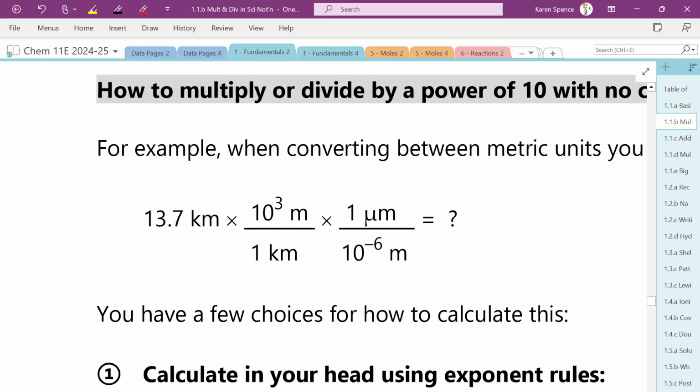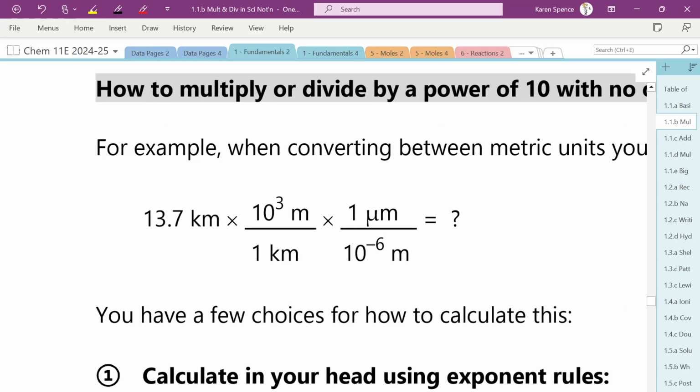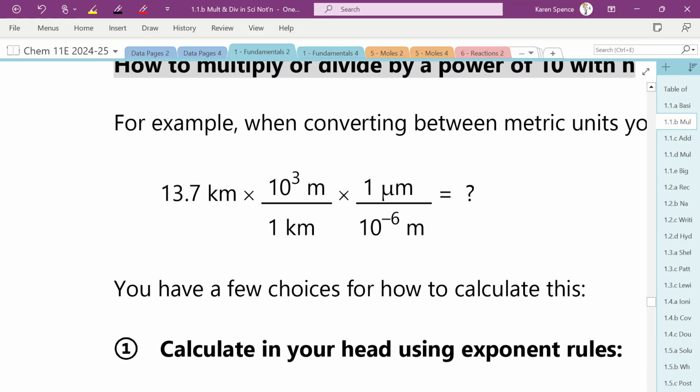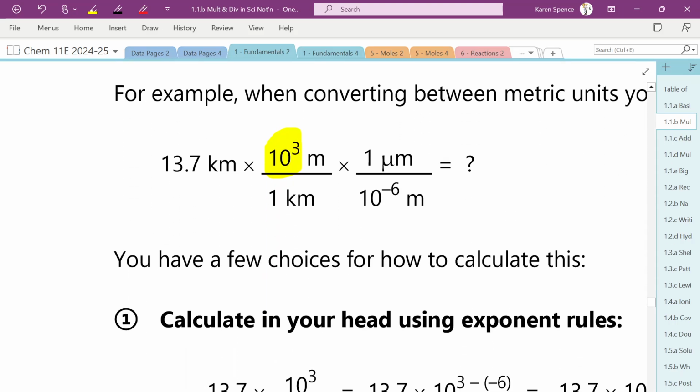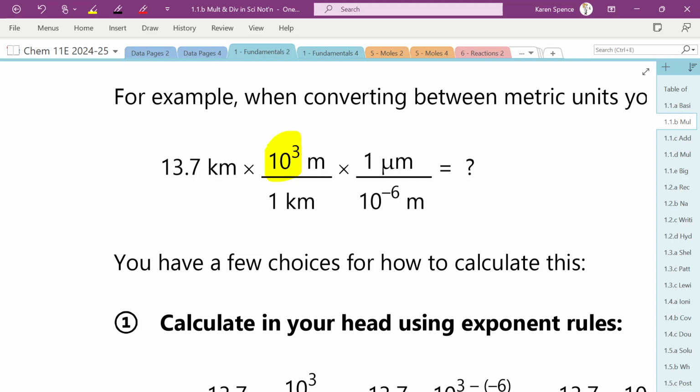You remember when you were doing these calculations over the summer and you were converting between metric things. Now, if you have a 10 to the 3, and this is on page 9, okay, page 9. If you have a 10 to the 3 and there's no 1 times 10 to the 3, there's 2 ways you can enter this in your calculator.